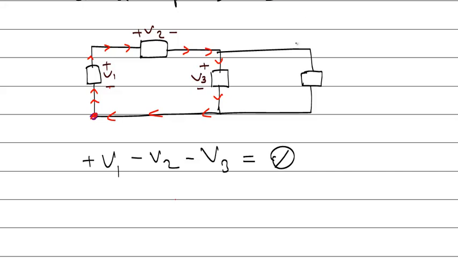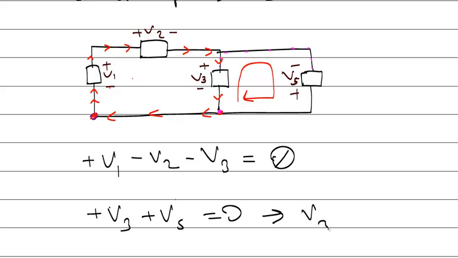Similarly, assume that there is another voltage here, V5. You can apply another KVL like that. You start from here and continue. You see a minus first, so there is a voltage increase, plus V3. Then continue, minus plus. There is a voltage increase again, plus V5 is equal to 0. So you can say V3 is equal to minus V5.